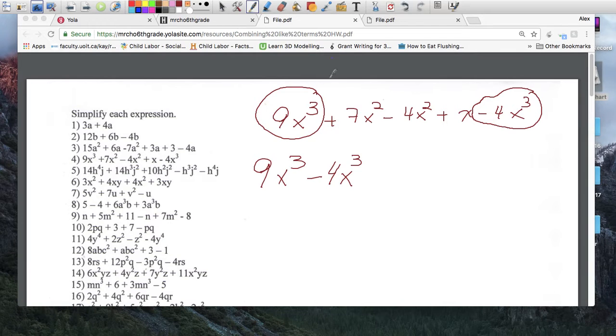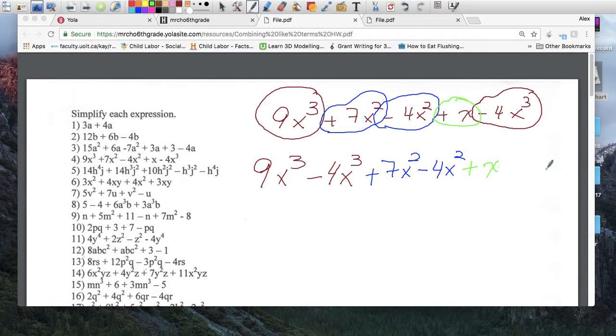Change colors. Let's look for everything that has an x to the second power. So this guy has an x to the second power with a plus sign. This one also has an x to the second power with a minus sign. So let's write these here. So I'm going to write plus 7x to the second power minus 4x to the second power. So they're together. And we have one more. And the last one, use green, is going to go all the way at the end, and that's just an x. Nobody else is like that one.